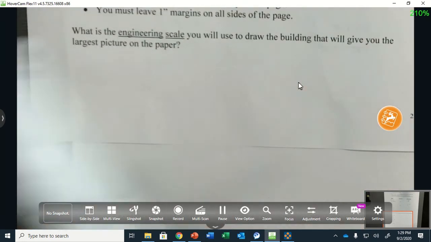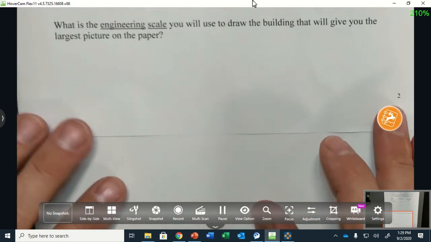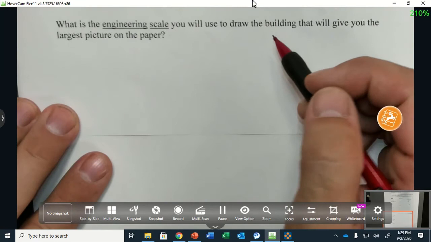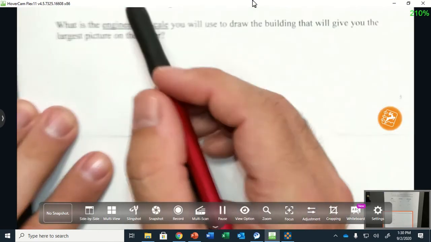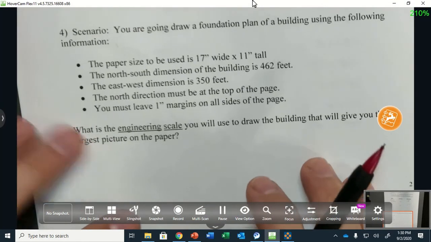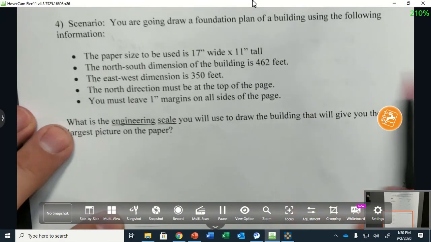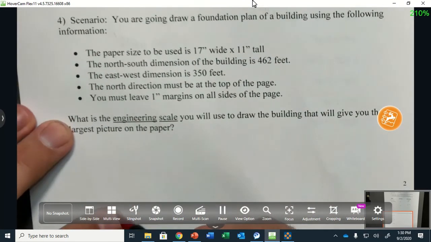All right, let's talk about this last problem. Okay, so you do not physically have to draw out this problem. What I want you to do is the math. This will help you with Civil 3D. I got to figure out what scale I'm doing. Okay, so sketch this out to help you, and then you'll be able to solve it.